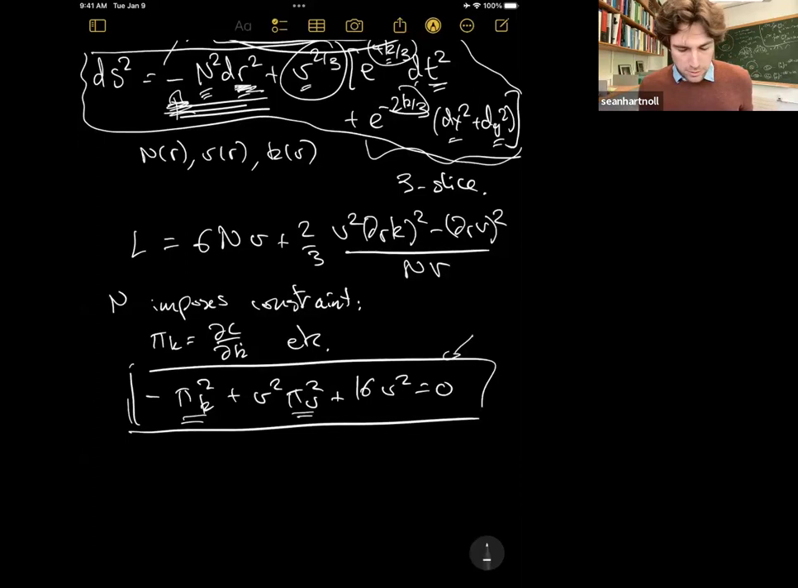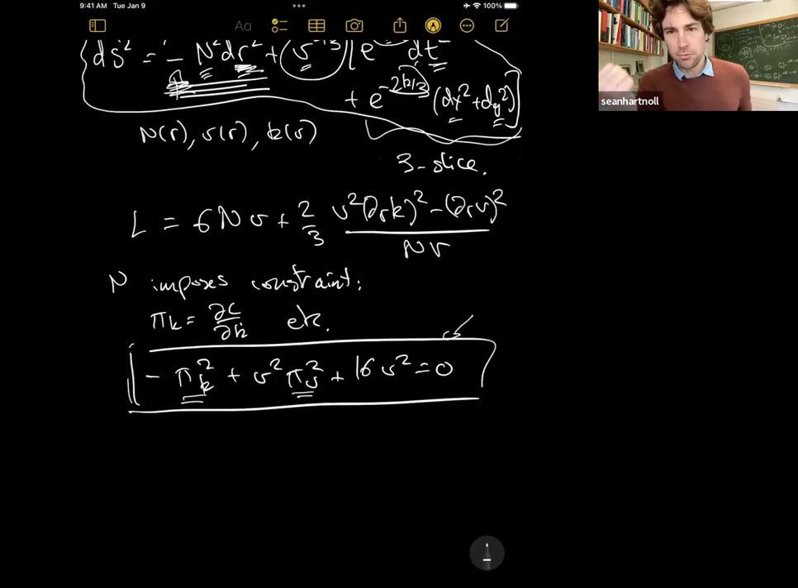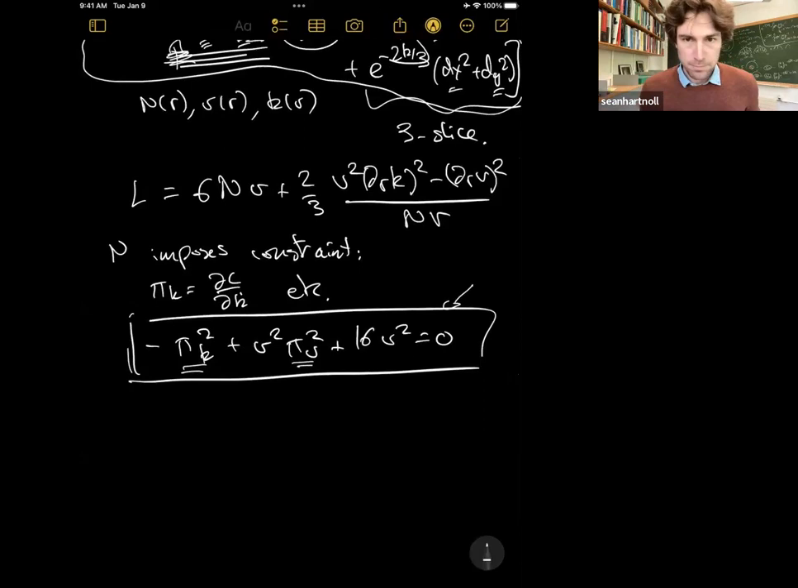So this is the Hamiltonian constraint as written down by ADM and DeWitt and all kinds of people. And indeed, if we were in the exterior, it's the Hamiltonian constraint for the radial flow. That's correct. Everyone happy?